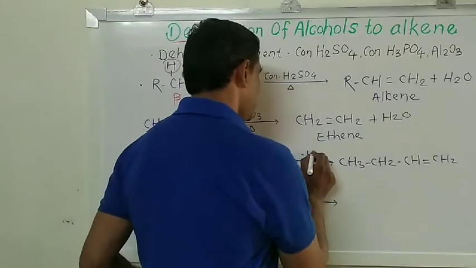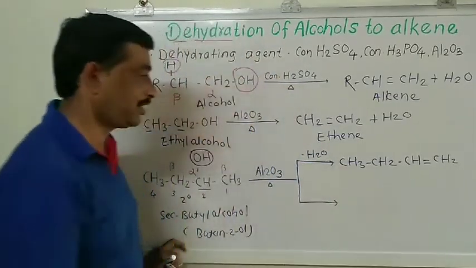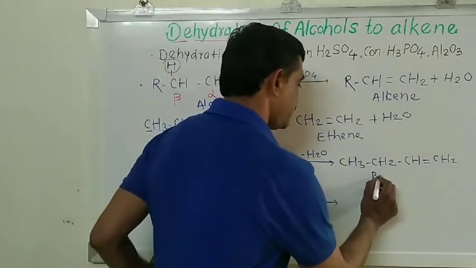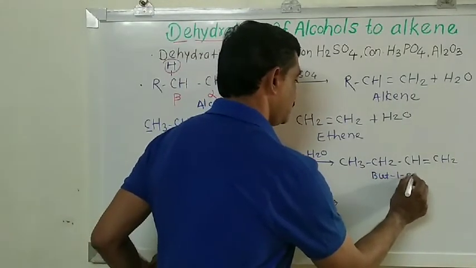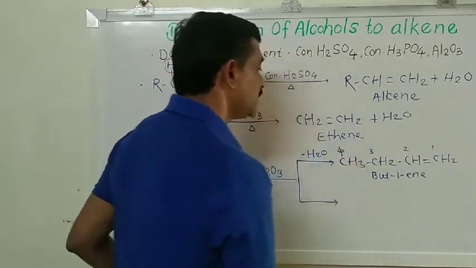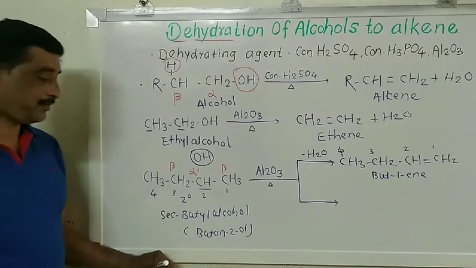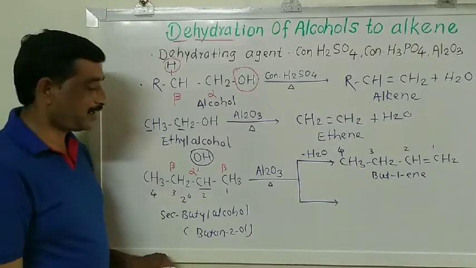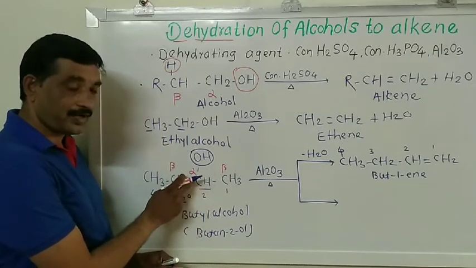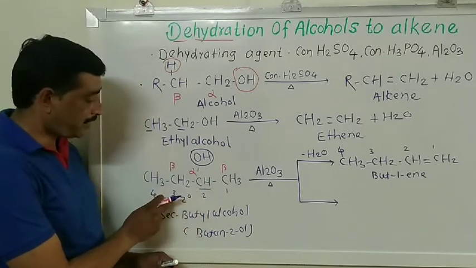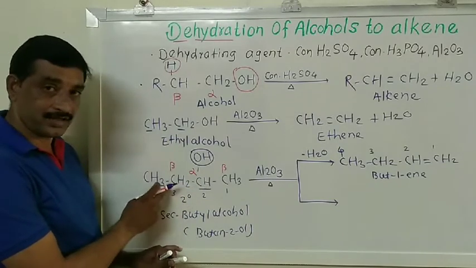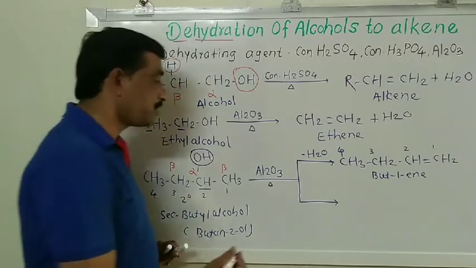Here elimination of a water molecule takes place. So when you consider the IUPAC name of this compound, it is but-1-ene. This compound is but-1-ene. Suppose in the second chemical reaction, the OH group is eliminated from the alpha carbon atom, that is the second carbon atom, and hydrogen is eliminated from the third carbon atom, that is also a beta carbon atom. So we get here the product.